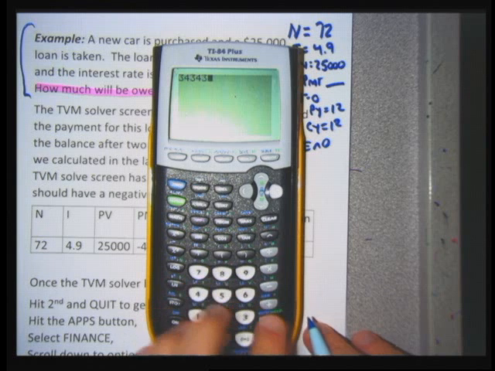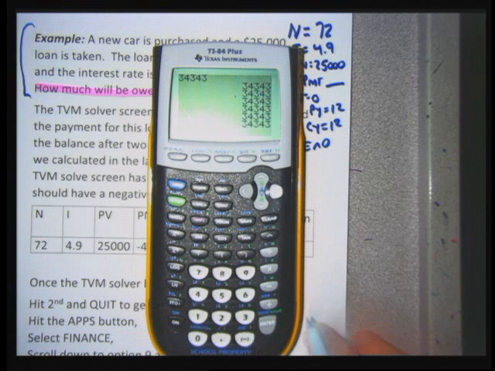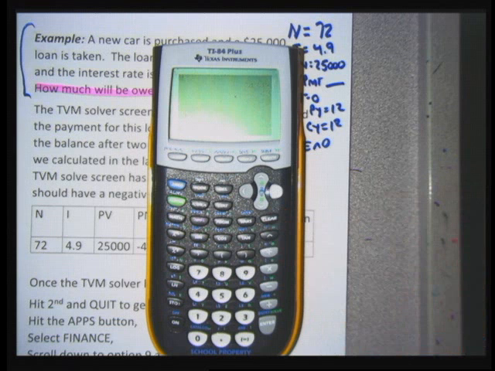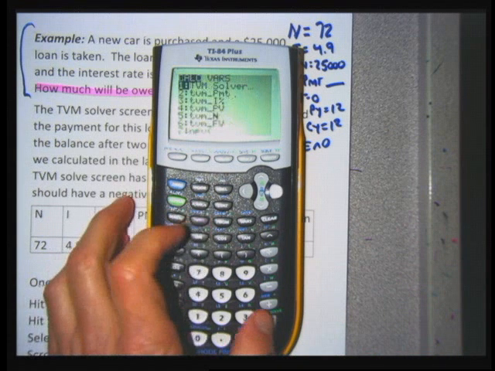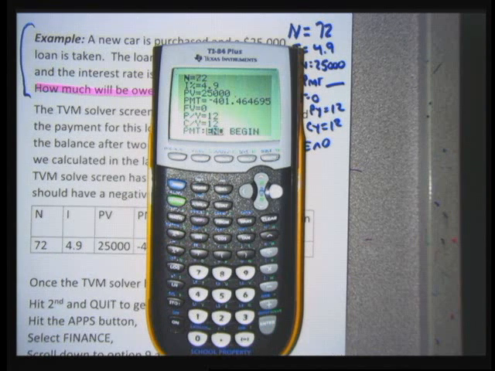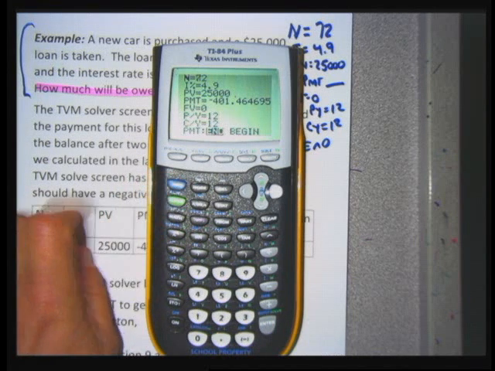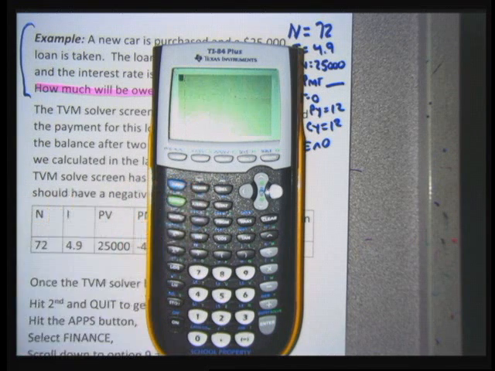If you have junk on the main screen, it doesn't matter. You can just clear it out and it'll go away. So again, my finance screen looks like that. I hit second and then mode, and my calculator comes back to the main screen. If you have junk on your main screen, hit clear, it'll get rid of it.